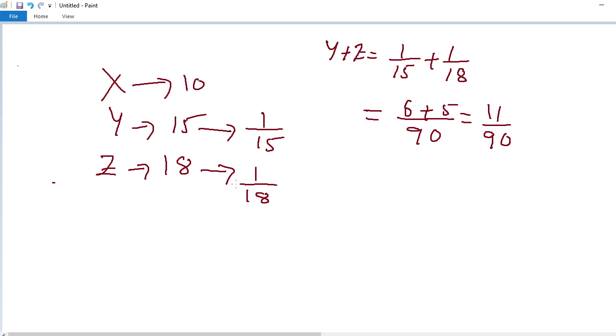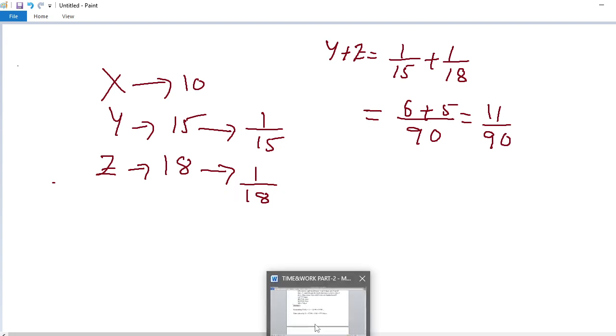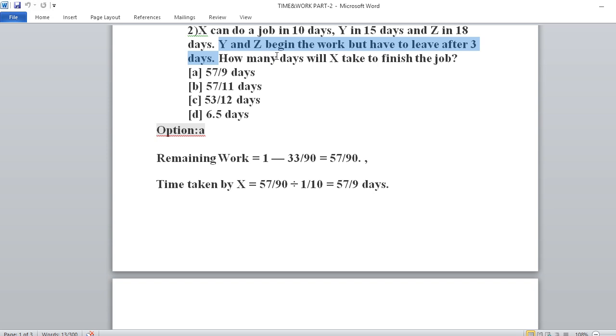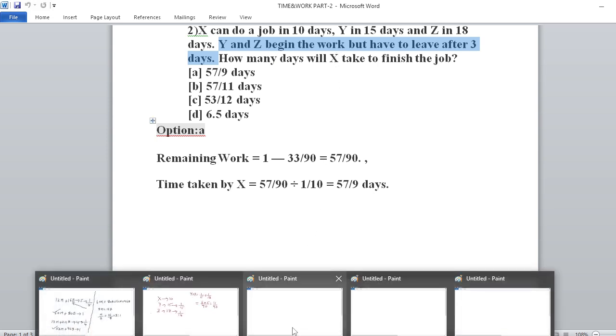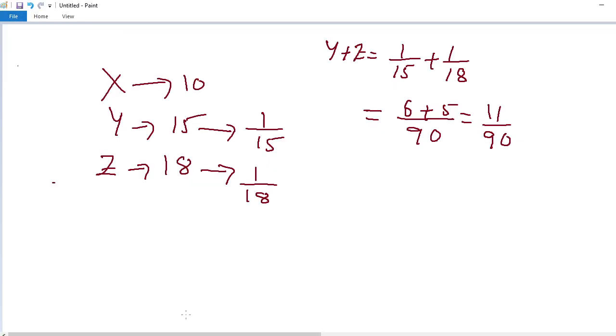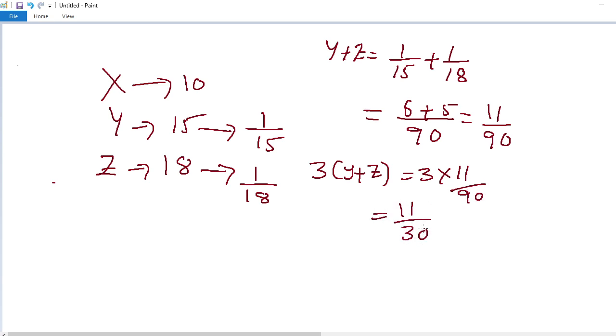But in this question, Y and Z begin the work but have to leave after 3 days. So we have to calculate 3 days work of Y and Z. So 3 into 11 by 90, that is equal to 11 by 30. So what about the remaining work?